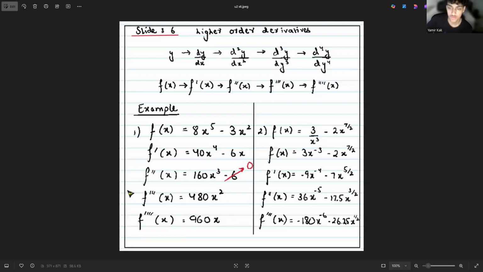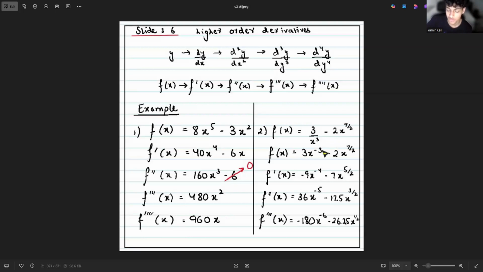And then we can also do it with negative exponents and with fractional exponents as well. So when we do it like that, f of x equals 3 over x to the power of 3 minus 2x to the power of 7 over 2. As we know with the negative exponents, we would bring it back to the top.